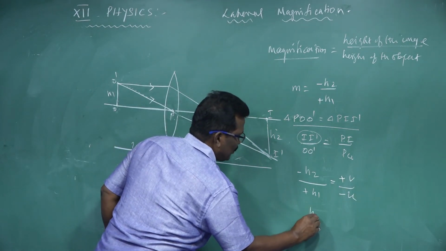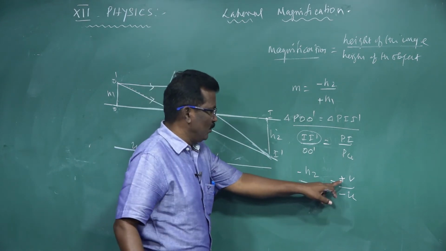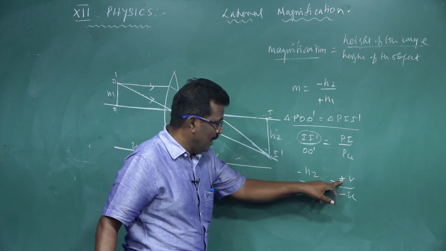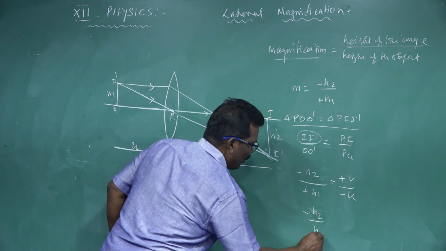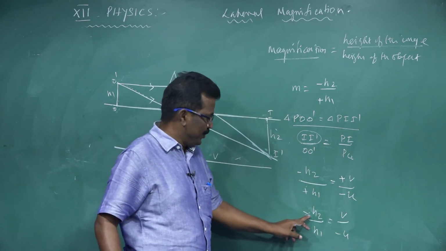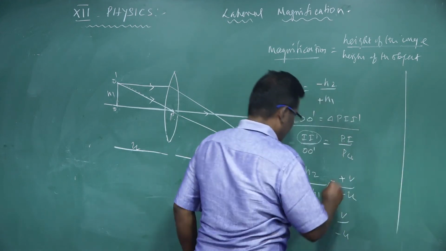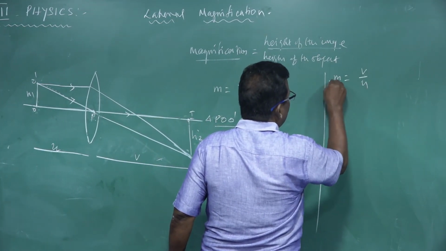So minus h2 by plus h1 is equal to plus V by minus U. That means minus h2 by h1 is equal to V by minus U. If I rearrange, minus and minus become plus, so it can be written as M is equal to V by U.